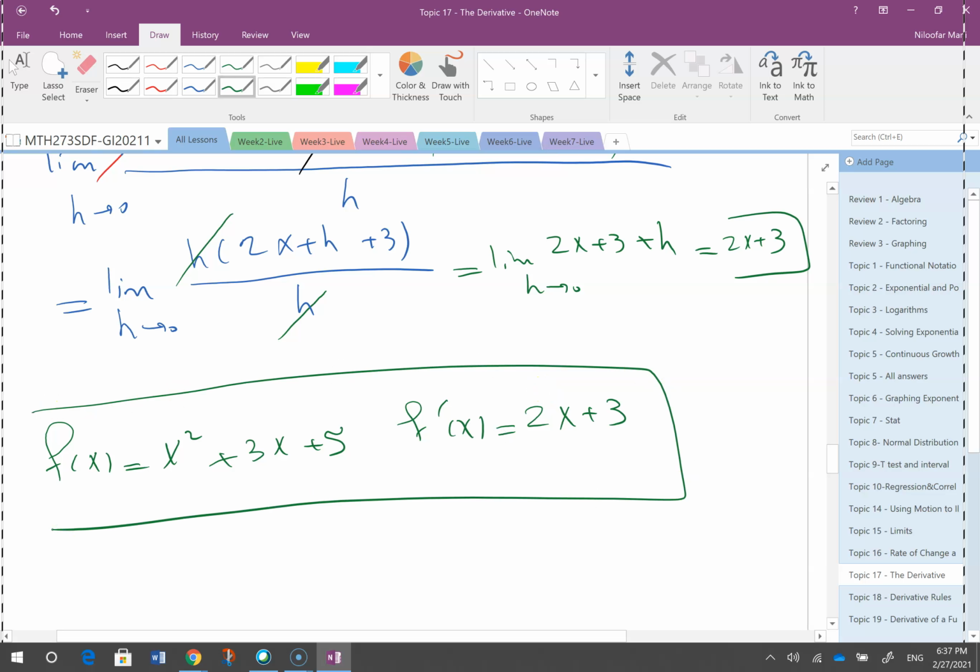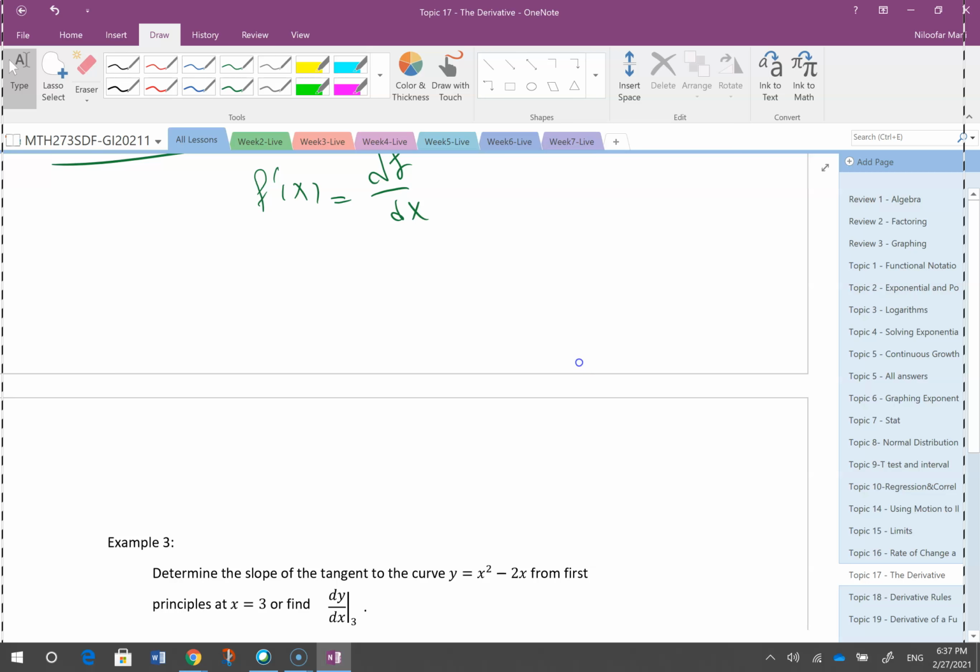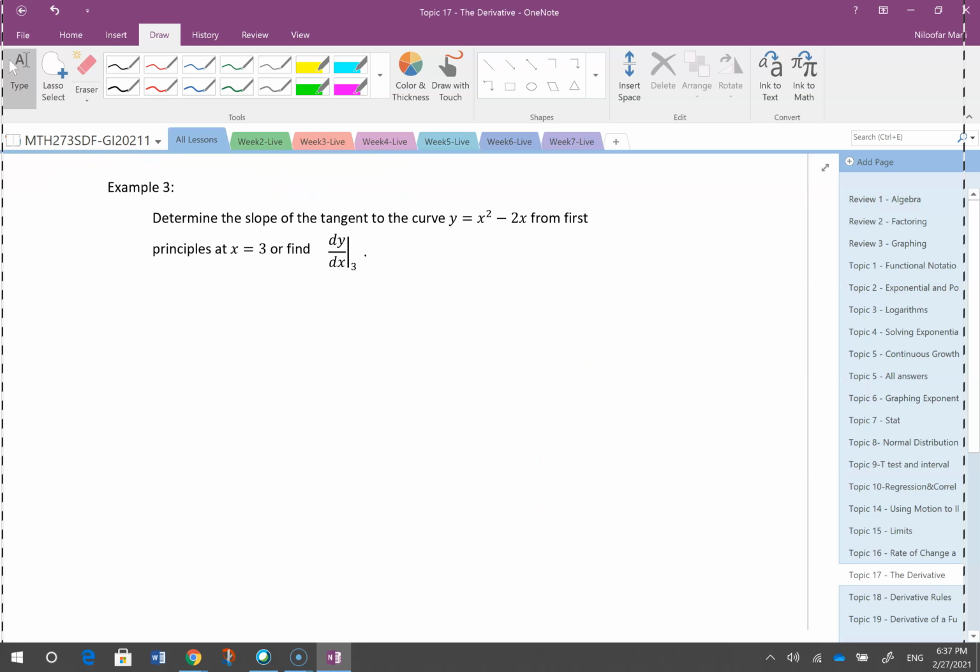Derivative, I can say f prime x. I can say df by dx means derivative based on x. Okay? We don't say divided. So, the next one is this one.